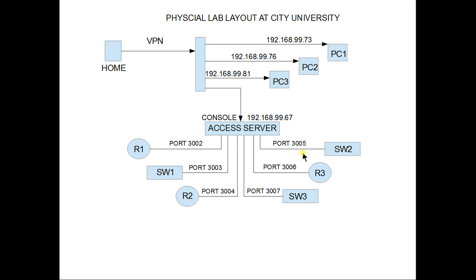Now, all the routers and switches are attached to this console access server, and these console into the ports on the router and the switches, into the console ports, so that they don't really use an IP address. So this access server needs a port number. To access router 1, you use port number 3002. To access switch 1, you use port 3003, and router 2 you use port.